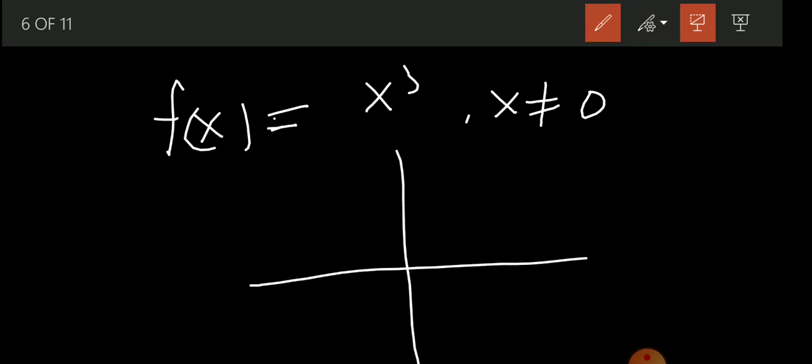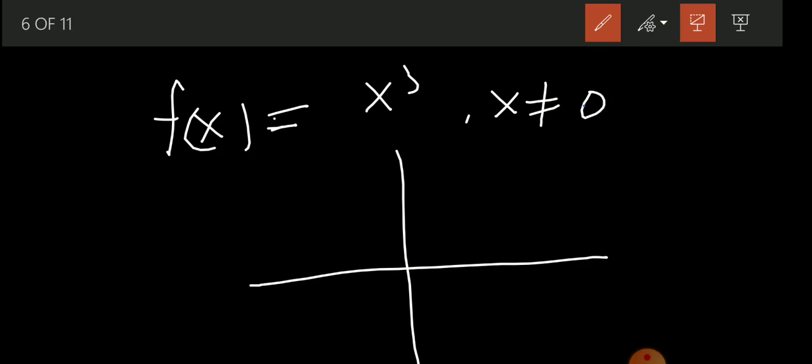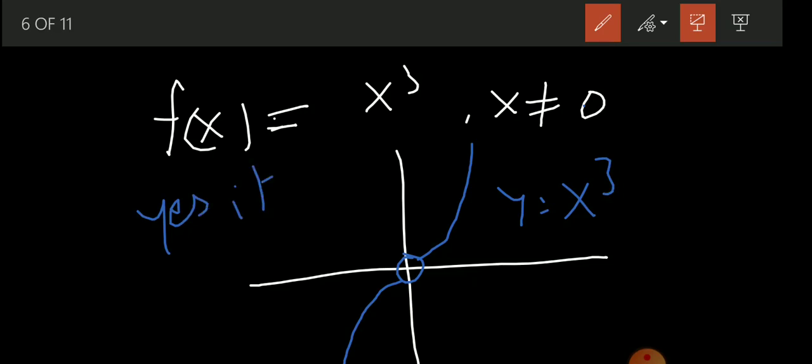Let's draw the graph. So here we say at x equal to 0, the function is not defined. At x beyond 0, right side and left side, this is the graph. So this is y equal to x cube. Fine. Whether this is an odd function, the answer will be yes, it is an odd function.